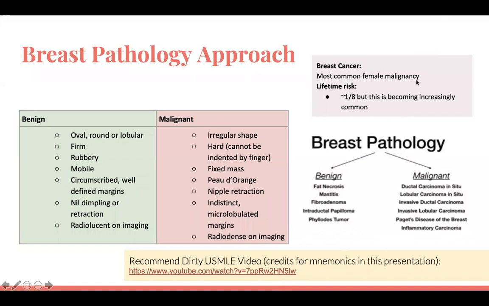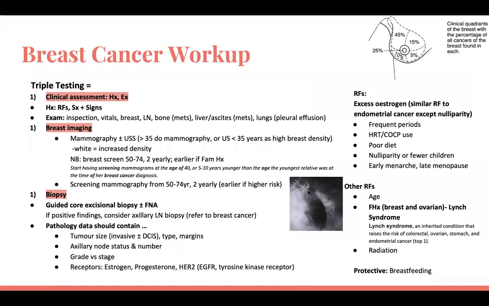And it's so important to know about breast cancer because it is very common and it's the most common female malignancy. There's a lifetime risk of about 1 in 8. So in terms of breast cancer workup, I'm sure you've all heard of the triple testing. Triple testing, I don't know why it was 111, should be 1, 2, 3. The triple testing involves firstly clinical assessment, so the history and examination you do for everyone. And then secondly, breast imaging, which includes mammography or ultrasound.